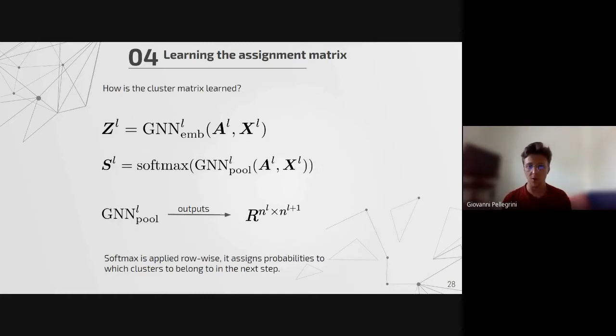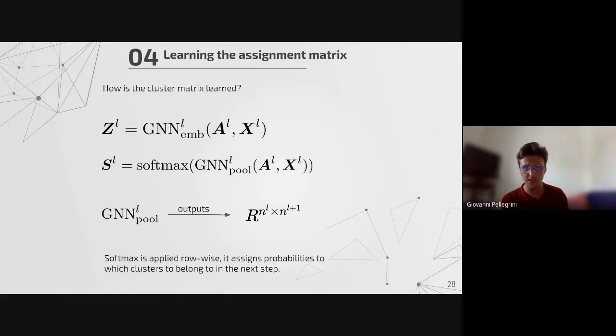So basically, what we want to obtain is a matrix that tells us, okay, this node at the level L, where does it go at the level L+1? To do that, we apply the softmax to the vector obtained for each node, so we have a probability distribution over the clusters of the next step. Again, the softmax is used to determine the probability of a node at step L to be in a cluster at step L+1.